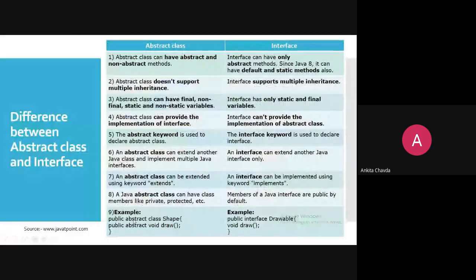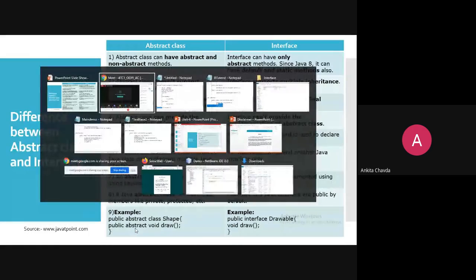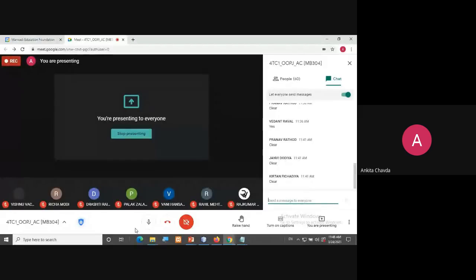And here the example: here is the public class, the abstract one, Shape, and you have one abstract method, void draw. And here you have one interface, Drawable, with one method. But there is no need to write public and abstract here in the interface, because by default it is public and by default it is abstract. So no need to write. But here you have to specify, right? Everyone, is it clear or not?